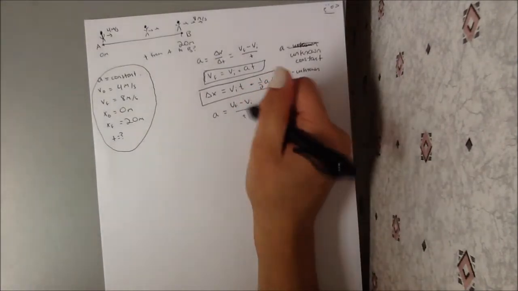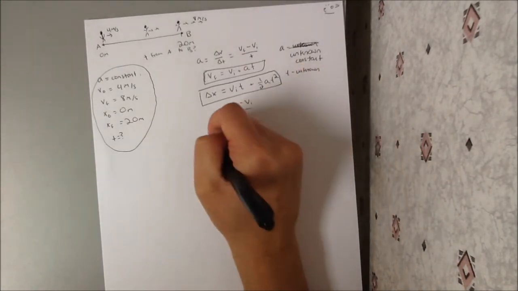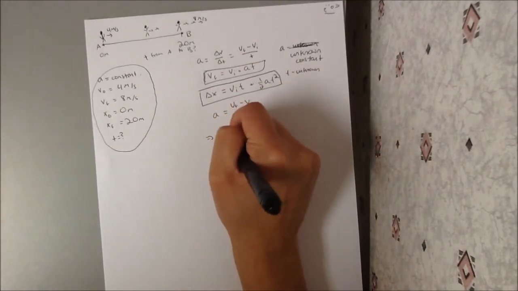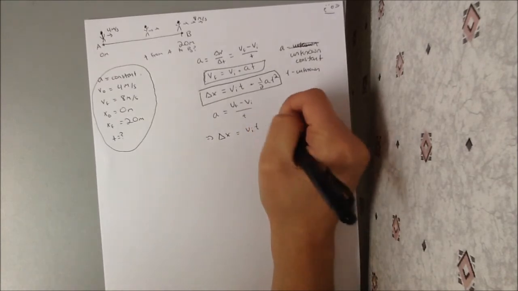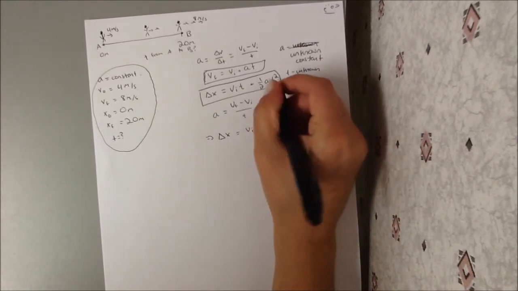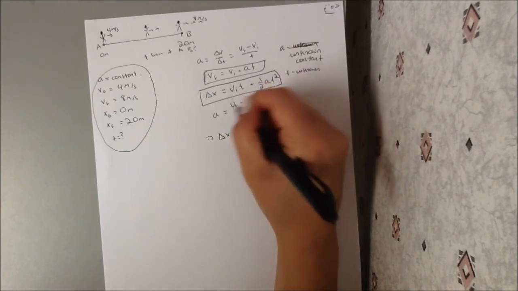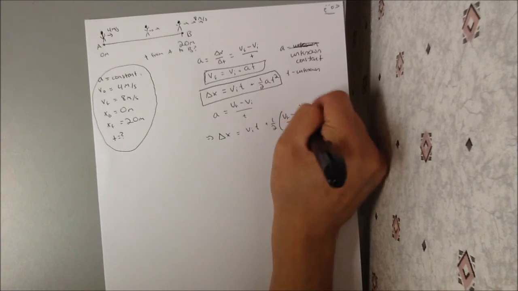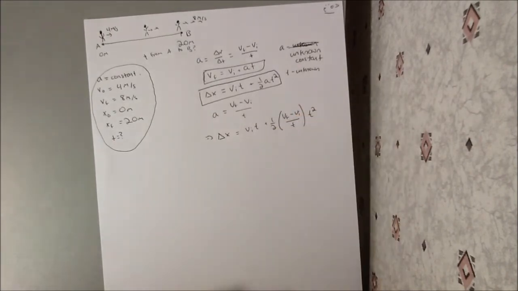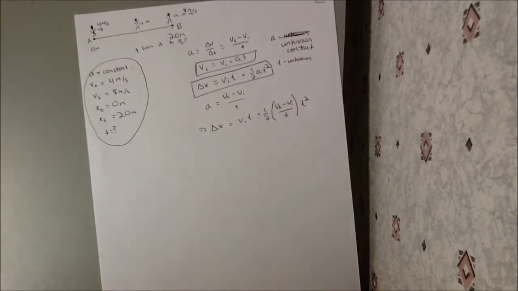So if we plug in for the acceleration here, what are we going to get? We're going to get the change in position is equal to the initial velocity times time plus 1/2 acceleration, which for the acceleration we're going to plug in this. So we get v final minus v initial over time, all right, times t squared. You see how this is getting very, very cool? This isn't so bad anymore, is it?